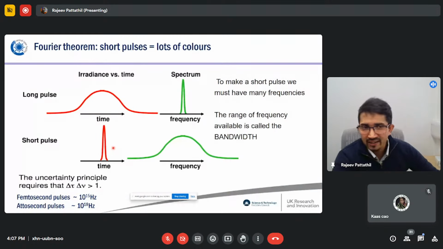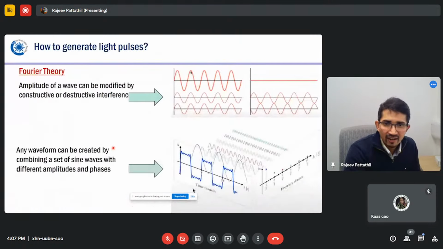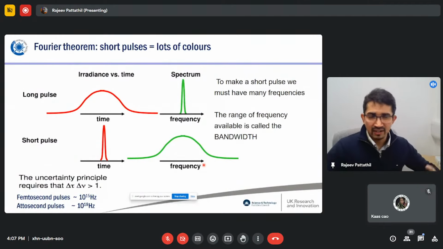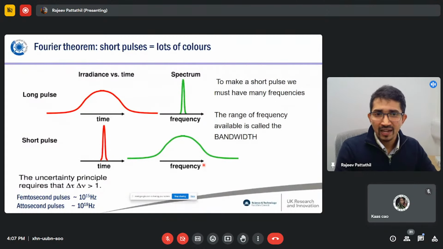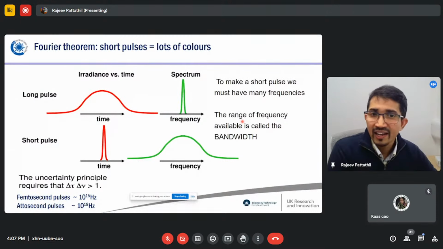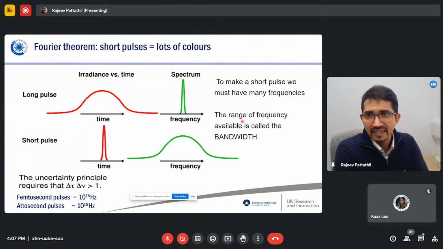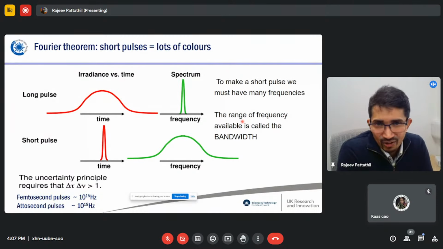But if you, on the other hand, want to create a very short pulse, something like a very sharp edge like here, it is very likely that you need to add up a lot of sine waves with different frequencies or different wavelengths. That means that the bandwidth, or the range of frequency that's required, is much larger. So this comes from a signal theory perspective, but this has relevance in quantum mechanics as well.